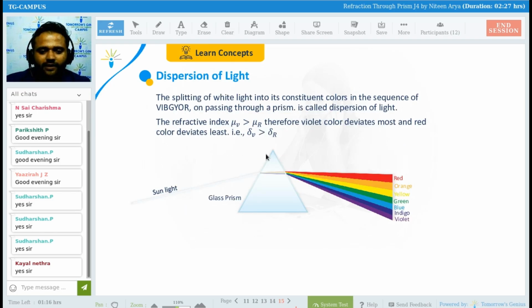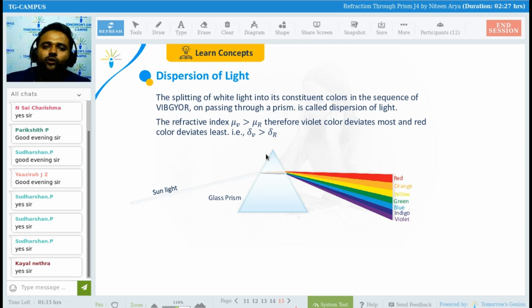Okay. Next thing is very easy. We already know the basic things. After that, scattering. So now we are going to talk about dispersion of light, then angular dispersion, very easy. Then the dispersive power of the material of a prism, and then scattering. So it is going to be finished by 12, I think.